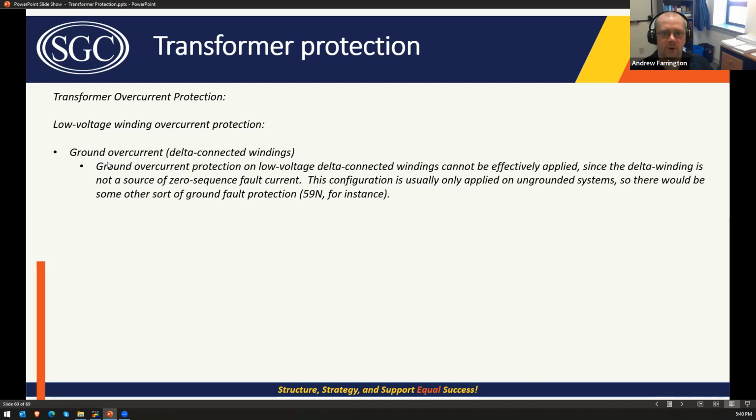And then if you've got ground over current protection for a delta connected winding, you can't do that very well, because the delta winding doesn't provide any zero sequence fault current. Generally, this is going to be used in an application where the delta winding is connected to a system that isn't grounded at all. So you'd have some other means of detecting ground faults, like we talked about before, such as ground over voltage protection or something of that nature.